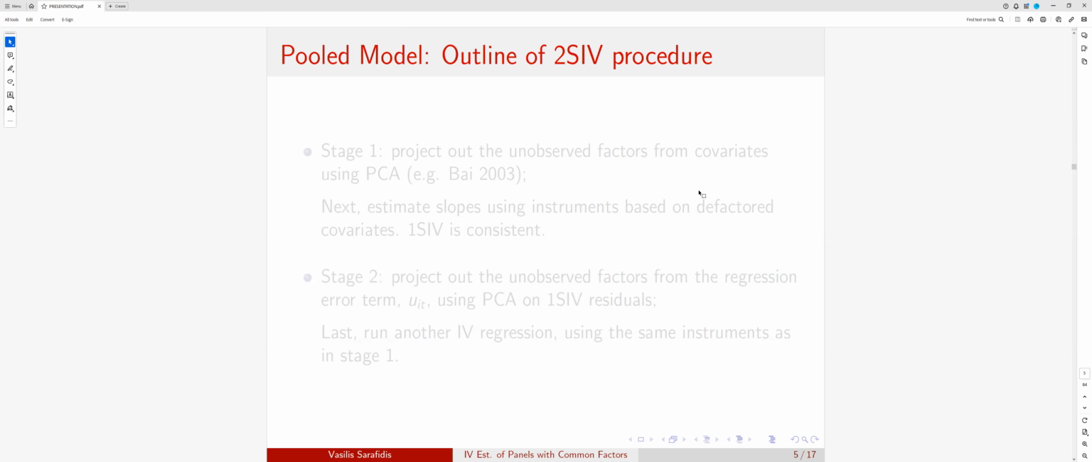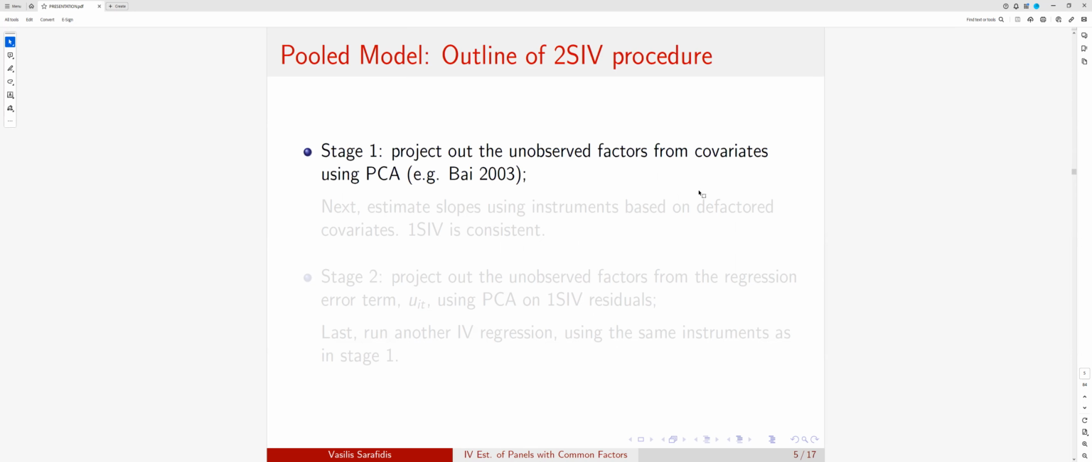To begin with, I will provide a brief outline of our two-stage IV procedure designed for pooled models, that is, models with homogeneous slope coefficients, and I will introduce the mean group estimator for heterogeneous panels a little bit later on.